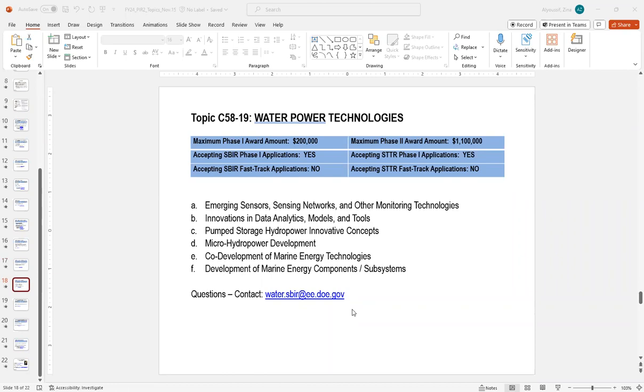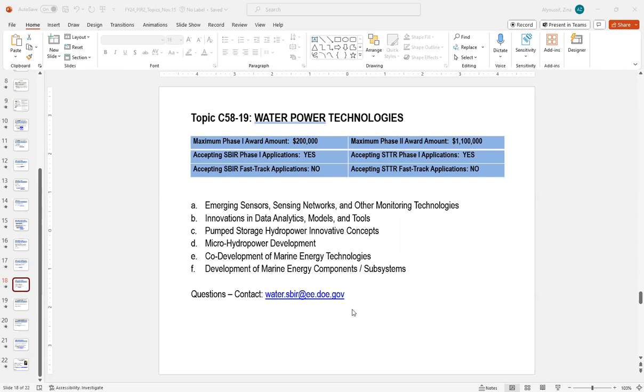The first 2 topics are cross-cutting across marine energy and hydro, where we're looking for concepts in emerging sensors, networks, and other monitoring technologies, as well as innovations in data analytics, models, and tools. Topic C and D are both hydropower focused. C is on pump storage hydropower and innovative concepts related to that. Topic D is on micro hydro development.